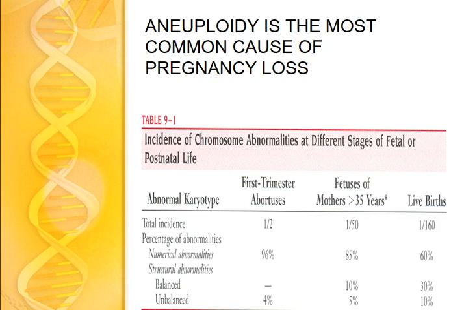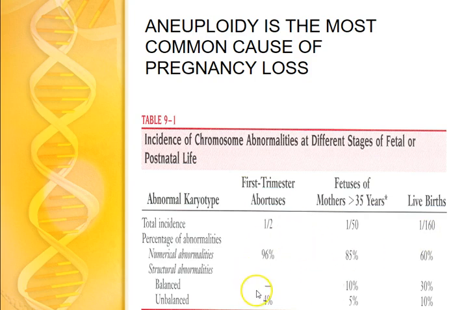Aneuploidy is the most common cause of pregnancy loss. Approximately 50% of all first trimester pregnancies are lost. About 1 in 50 of women over the age of 35 have a pregnancy with chromosomal abnormalities, and live births with chromosomal abnormalities are about 1 in 160.